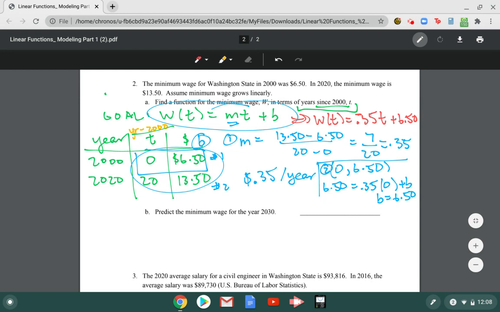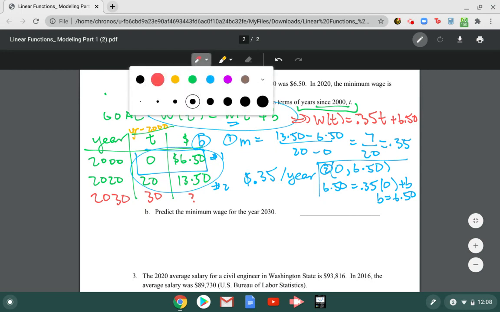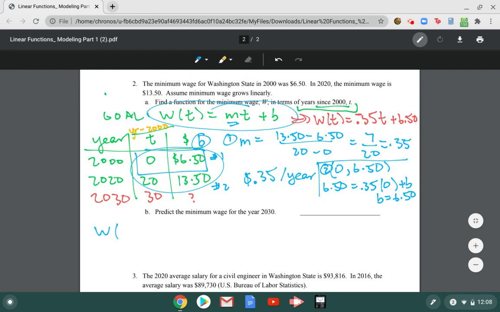For the year 2030, let's put 2030 up here in our table. 30 years has gone by, and we're looking for that value, so question mark. So let's put this together. I'm going to go back to my blue pen and grab my function. W of t, with t equal to 30 years, equals 0.35 times t plus 650.